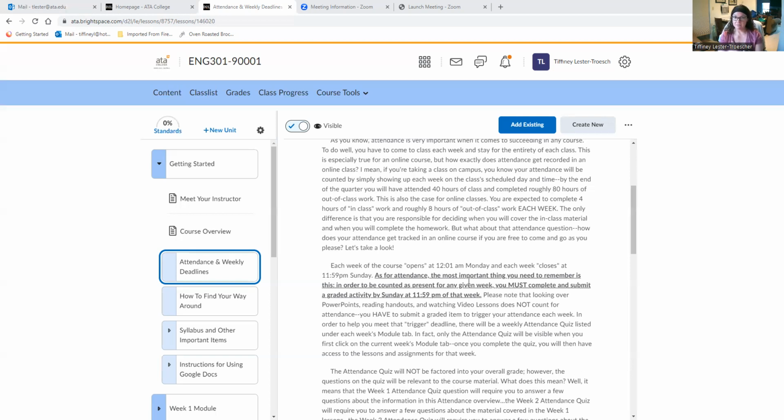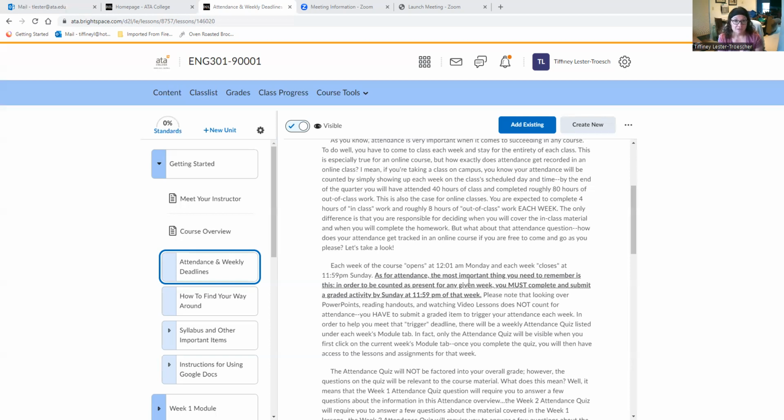All right. Same thing holds true for an online class. You're expected to complete 4 hours of in-class work and 8 hours of out-of-class work each week for this particular course, right? The only difference is that you are responsible for when you will cover all of the material. But each week, you should be spending roughly 12 hours a week on this class. If you were on campus, the 4 hours that you would spend in the classroom each week is how you would be counted present each week, right?